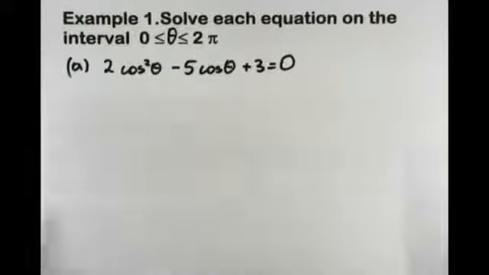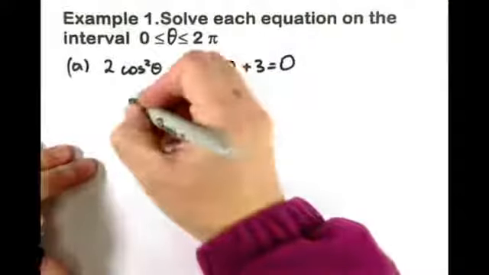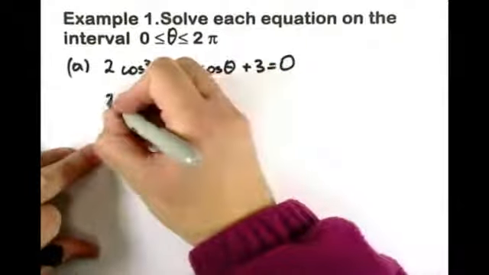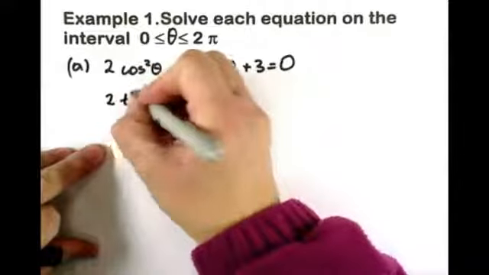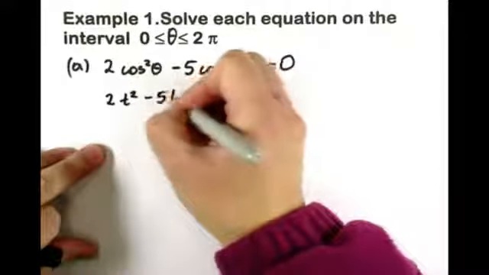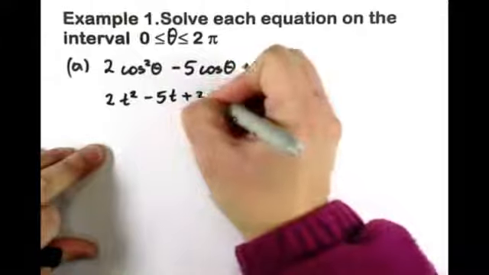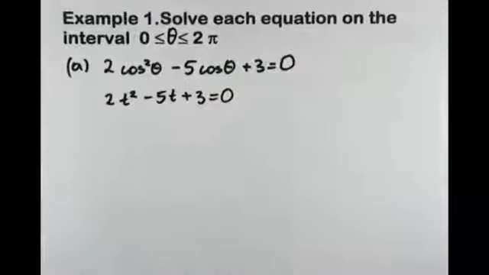So as we've done before, we treat that cos theta as t. If I substitute t for cos theta, then I have 2t squared minus 5t plus 3 is equal to 0. And how can we factor this?